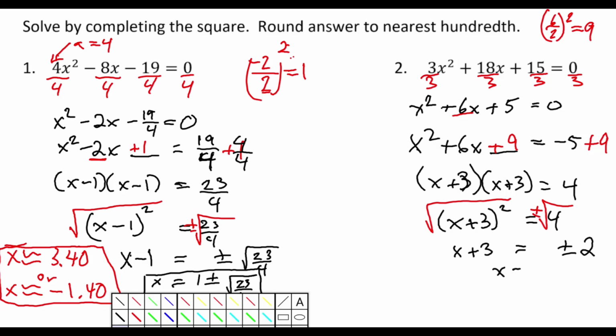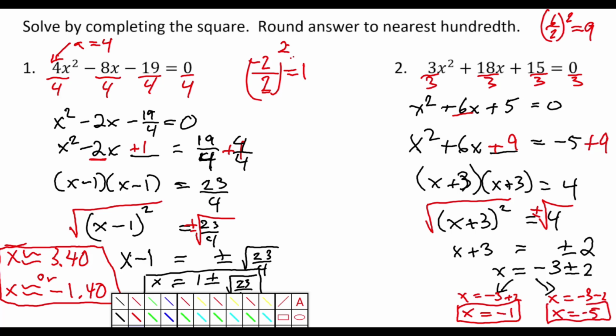And we are left with x is equal to negative 3 plus or minus 2. Now I would never leave my answer like this because I actually can add 2 and subtract 2 nice and neatly with no calculator. So my answer for this one is just going to be, one answer is x equals negative 3 plus 2, which is just x equals negative 1. And the other one is x equals negative 3 minus 2, which is negative 5. And we're done with that problem.